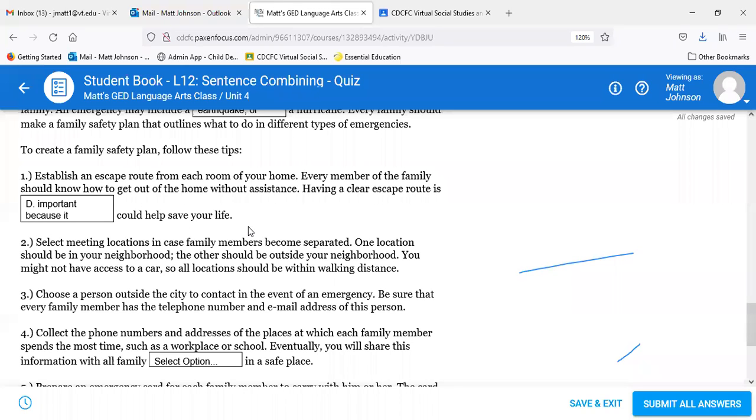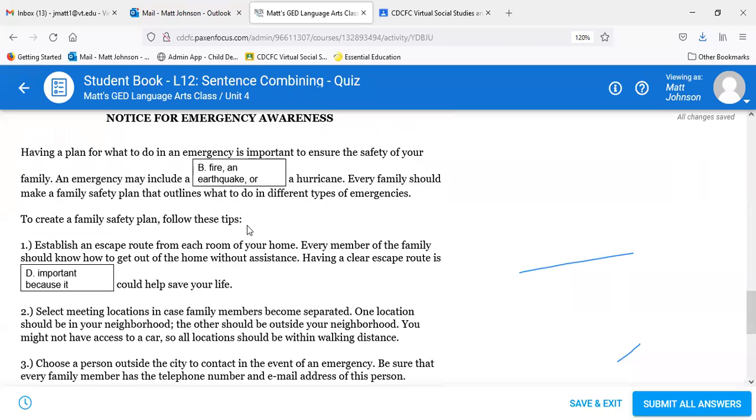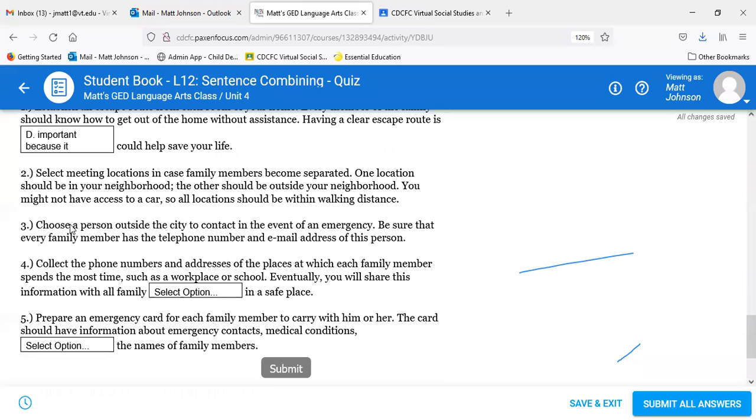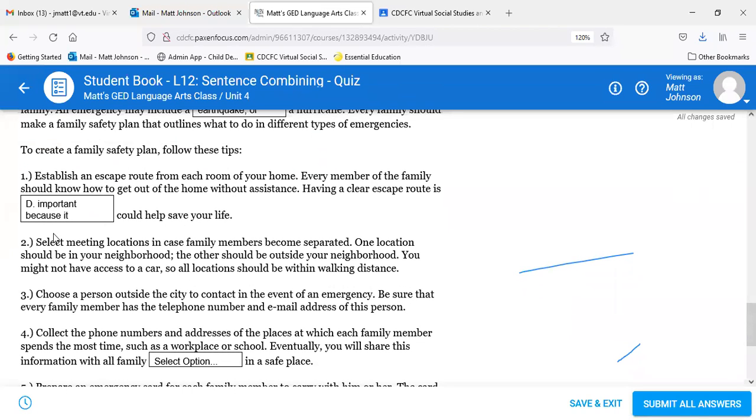That's right. Yeah. So D here. I'm sorry, it looked kind of strange to me. D, important because it could help save your life. Okay. That's what we want to go with there. All right. Sorry about that. I hope I didn't confuse you guys. Having a clear escape route is important because it could help save your life. I had to talk myself through that as well.